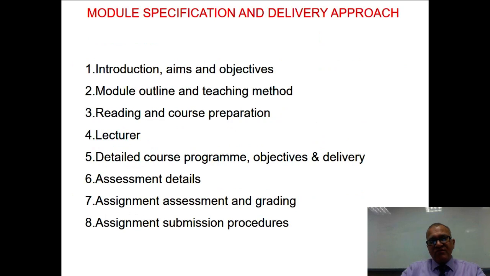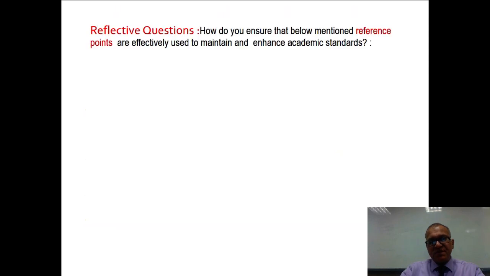And the lowest level of benchmark is the module specification, which usually comes from awarding bodies, universities or any other organizations which award certificates. It includes things like an introduction to the module, learning outcomes, who the lecturer is, what kind of assessment strategies are followed, what the summation procedures are, and so on. Look at some reflective statements which we started.